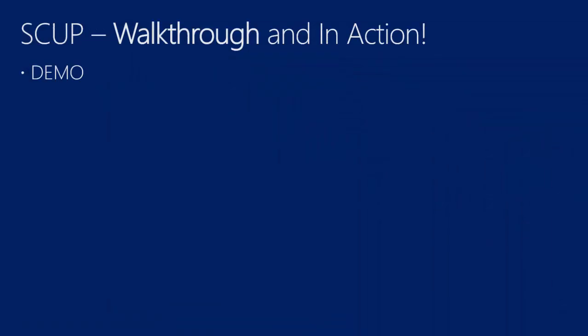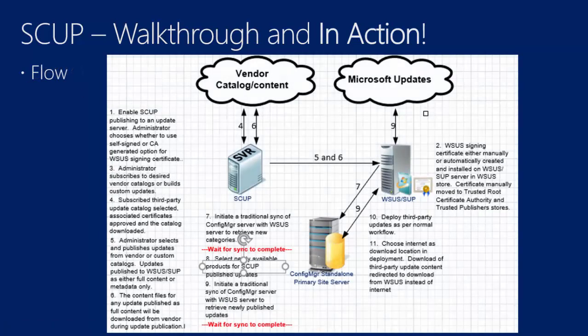That's kind of a walkthrough of the SCUP console itself. Now, before we start to get into how this all kind of is usable in ConfigMgr, there's some moving parts here. One of the things that I did to try to help illustrate, and part of it's what we just did, part of it's kind of forward-looking, is kind of build a flowchart. And so this is my attempt to visually walk you through exactly what's happening. So the first thing that needs to happen in the environment is the admin is going to enable SCUP publishing to an update server and choose whether or not to use self-signed or CA-generated options for the WSUS signing certificate.